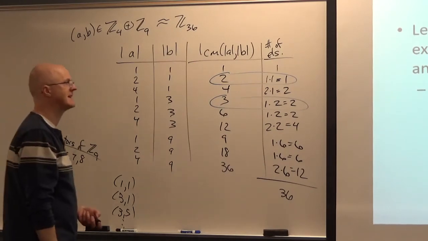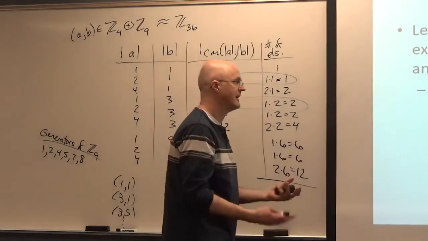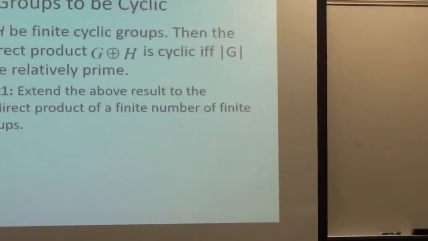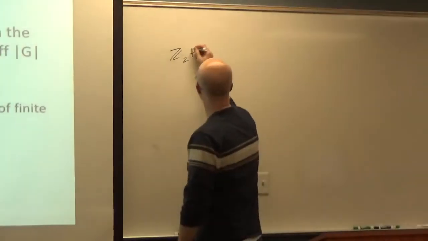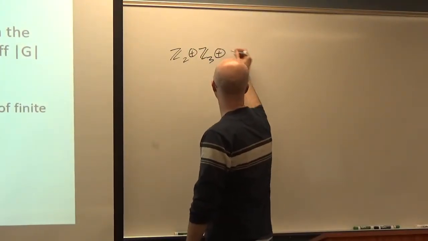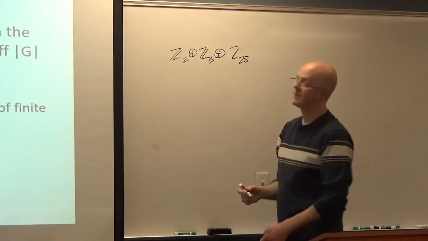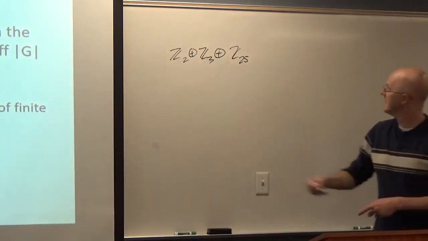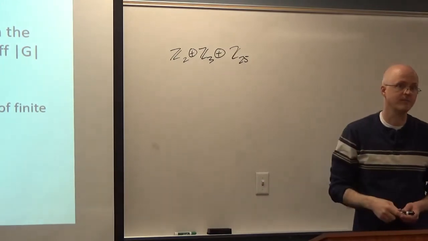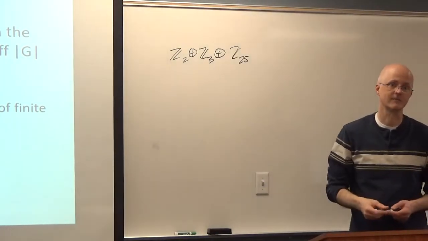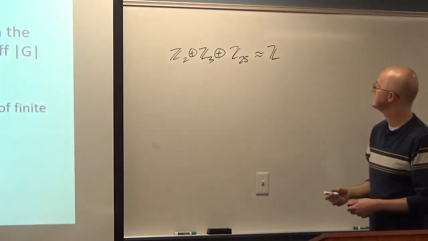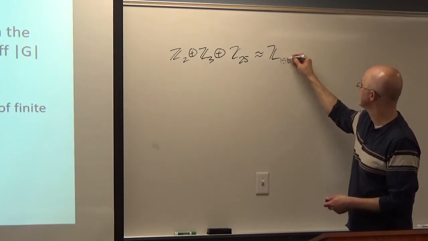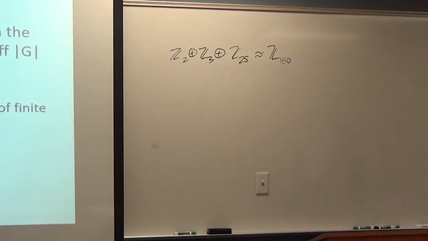This result can be extended to the external direct product of a finite number of finite cyclic groups, not just 2. We can do this extension to 3. So, for example, we have the external direct product of, say, those 3 groups. 2, 3, and 25 are all relatively prime. So this is going to be cyclic. It's going to be isomorphic to Z sub the product of these numbers. 2 times 3 is 6 times 25 is going to be 150.